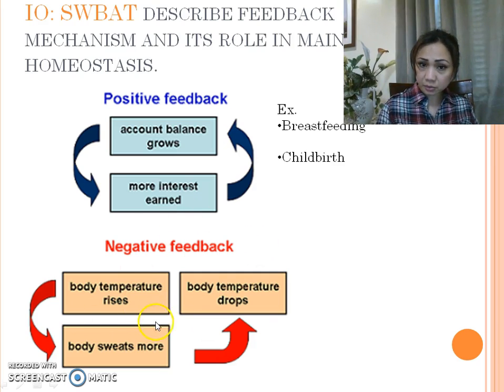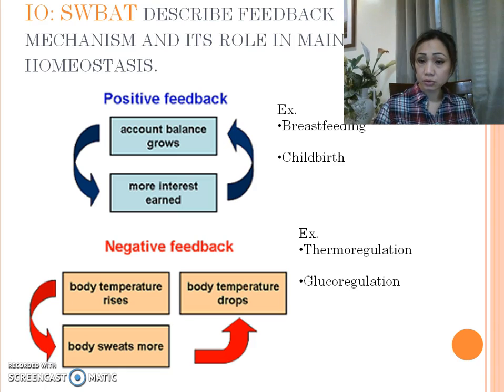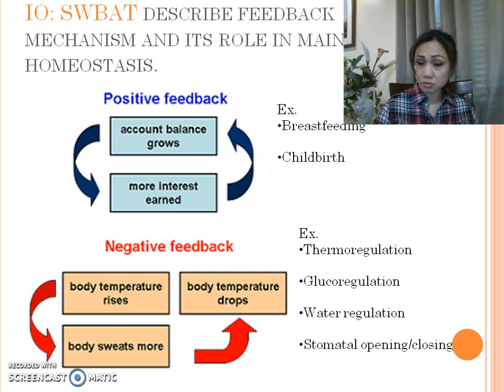Now, the second example will be a negative feedback. It's the exact opposite. In this example, you're going to see body temperature rises. In order for that temperature to go down, the body has to respond to something. The body has to act on something. So plus, minus. Example will be thermoregulation. Basically, this whole picture here is thermoregulation. Thermo means heat, regulate means control. Another example will be glucoregulation, how we control the level of sugar in our blood, and then water regulation, and then stomatal opening, closing, which we'll all talk about in our next lesson.